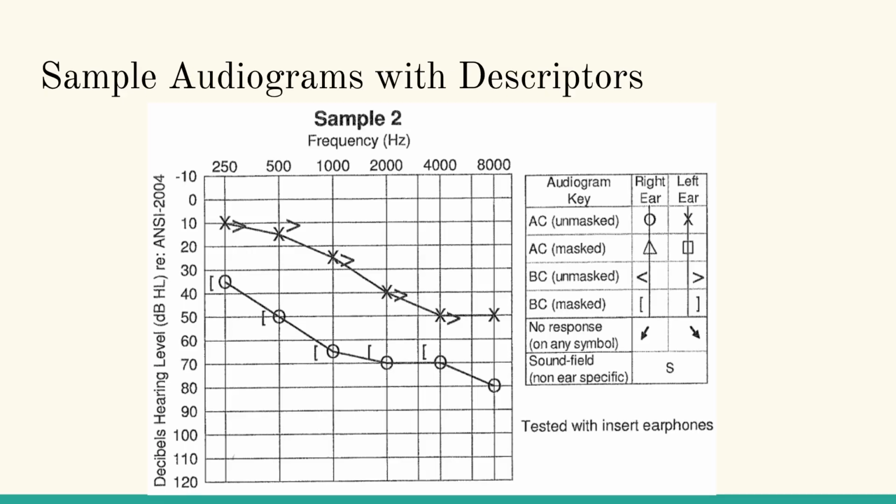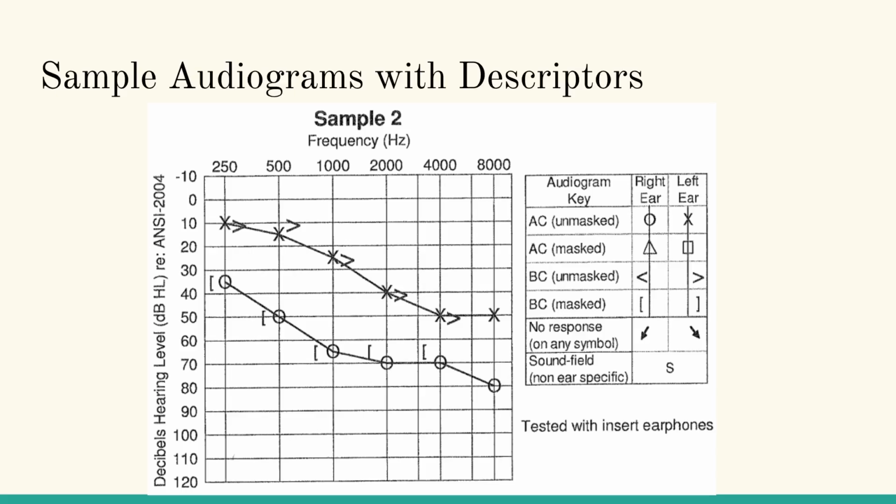Here's another one. Here's two possible descriptors. Pure tone threshold testing for the left ear indicated a sensorineural hearing loss that was mild at 1000 hertz, sloping to moderate in the high frequencies. The right ear showed a sloping sensorineural hearing loss that was mild at 250, sloping to severe at 8000 hertz. I'm not a fan of that descriptor. I prefer the second descriptor.